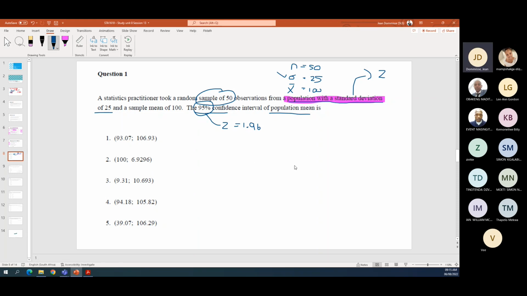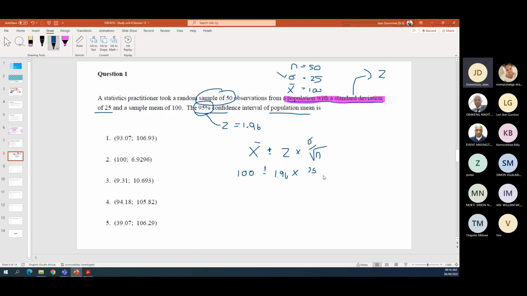So if we now go to that formula, just make that plus minus bigger. So if we go to that formula, let's see, we've got the X, we've got the Z, because that is 1.96. We've got the standard deviation, which is 25, and we've got the N of 100.